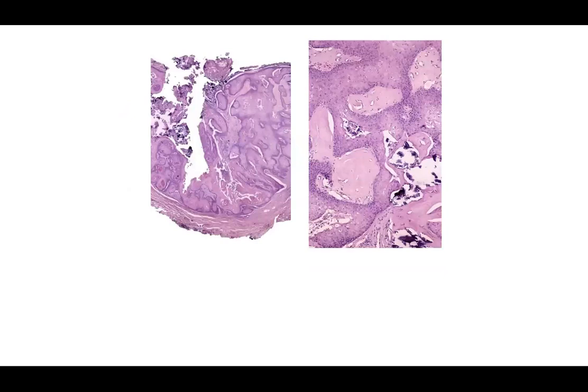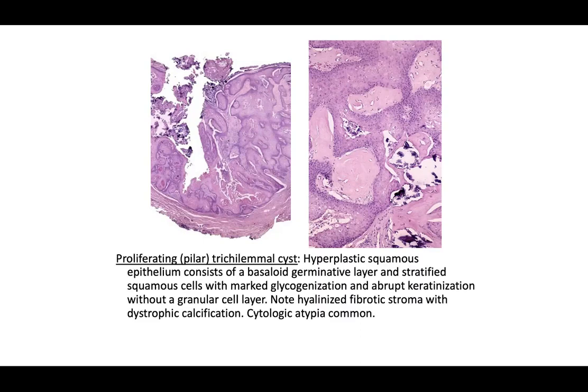What's your diagnosis? So from this power, you would probably be entertaining a squamous cell carcinoma because of the abundant glassy appearance from low power. It's a little unclear where the epidermis was, but perhaps you're imagining it's endophytic in some way. This is a proliferating pilar tricholemmal cyst.